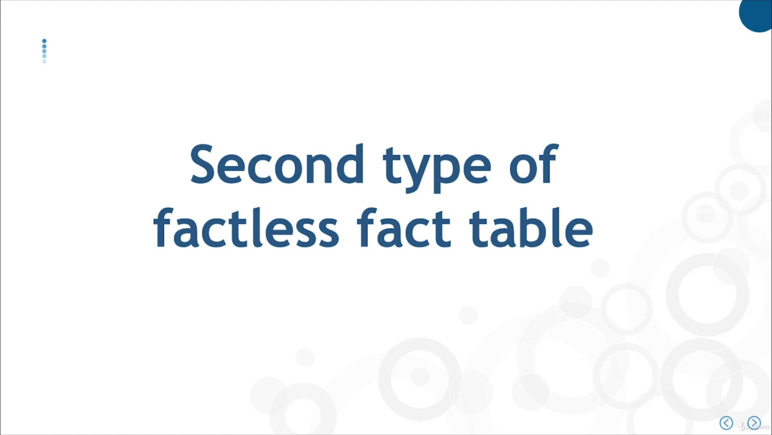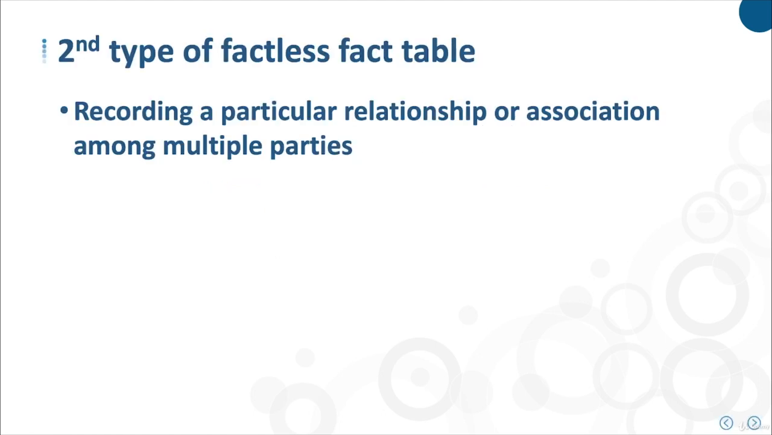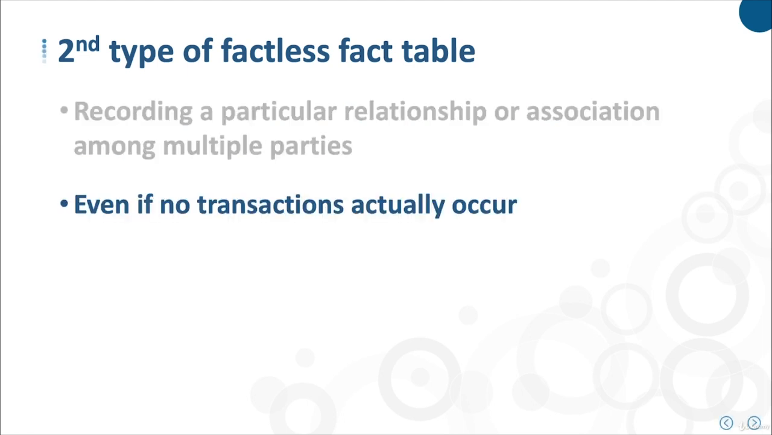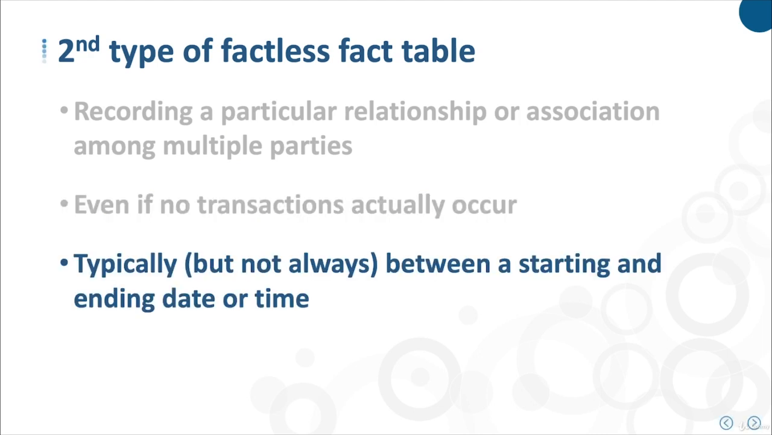Now, the second type of factless fact table allows us to record a particular relationship or association among multiple parties, even if no transactions actually occurred. Typically, you're going to have a starting or ending date of that particular relationship. It doesn't have to be. There are some examples where you could have just one date, but the classic example would typically have a starting and ending date. So basically, you'd have two relationships back to the time dimension.